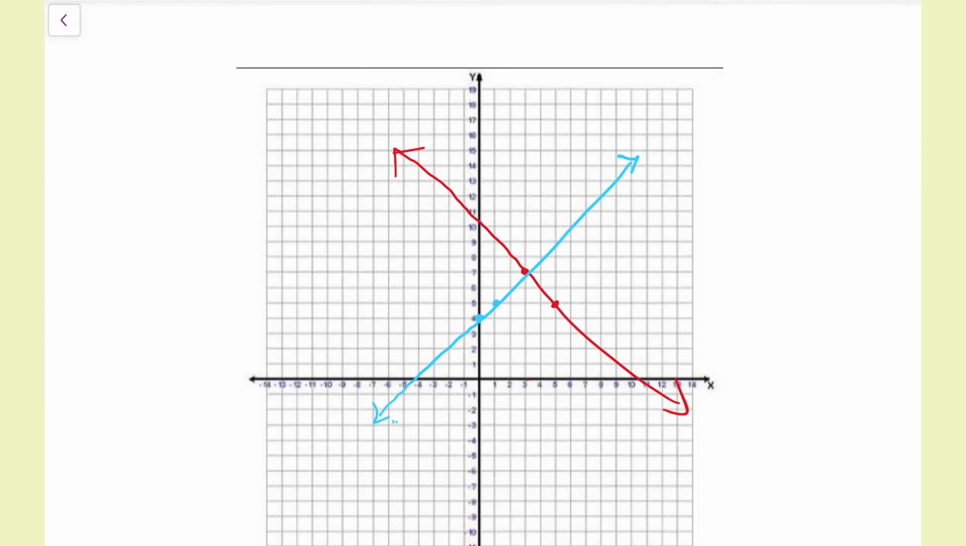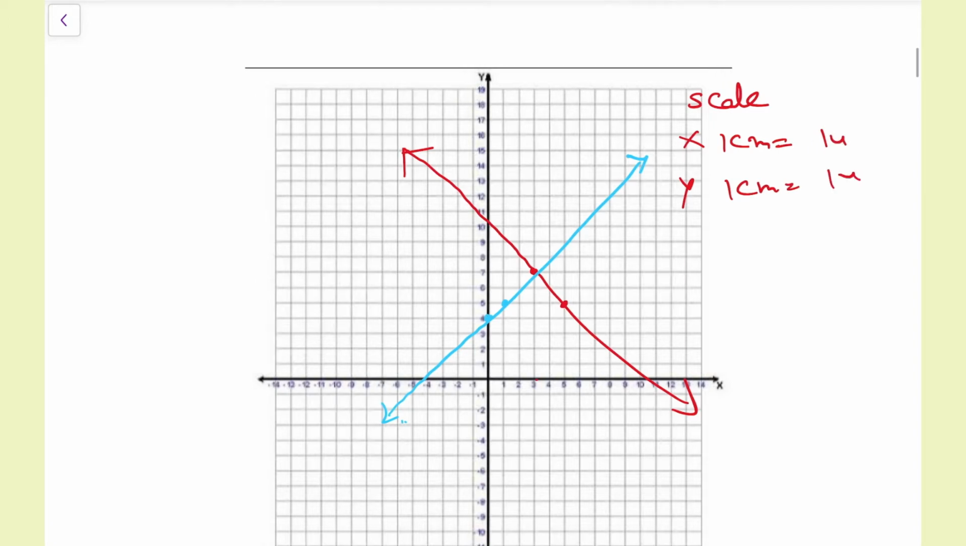Okay, now write the scale, top right side corner. Scale, one is for x-axis and one is for y-axis. So 1 centimeter equals 1 unit. Here we are taking 1 unit only, so just 1 centimeter equal to 1 unit.